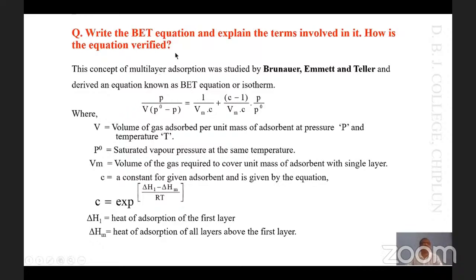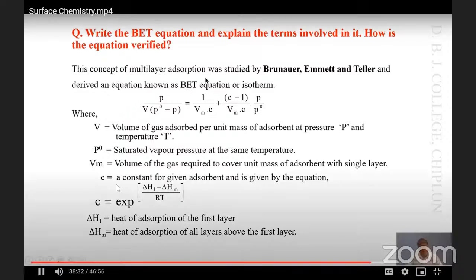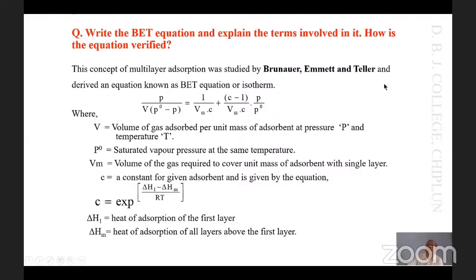This concept of multilayer adsorption was studied by Brunauer, Emmett, and Tiller, who derived an equation known as the BET equation or isotherm. We need to write this BET equation as it is, and after that we need to write the meaning of each term involved in this equation. Just now I told you the meaning of all these terms.